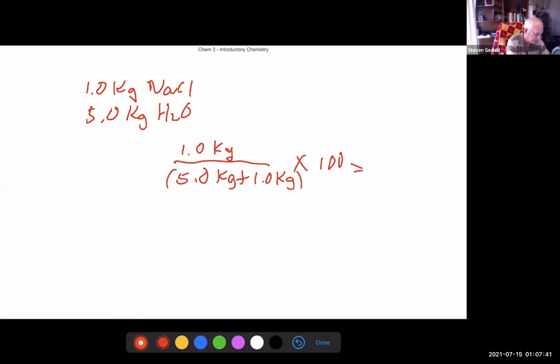So let's do 1 divided by 6 times 100. So it was 16.7% by mass. Right. That making sense?